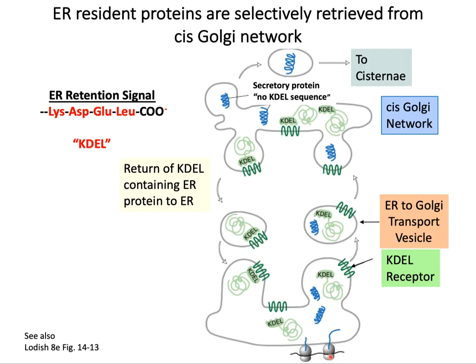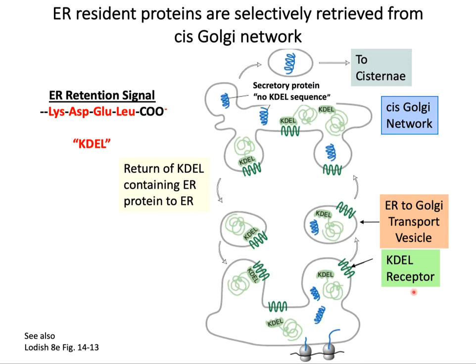So what happens when a vesicle buds? Here is the ER right here on the bottom of the slide. You have some soluble secretory proteins that are being made. You see them in blue. They need to move on to the Golgi apparatus. And then you have these ER resident proteins here that are green, and you can see that they have the KDEL sequence at their C-terminus.